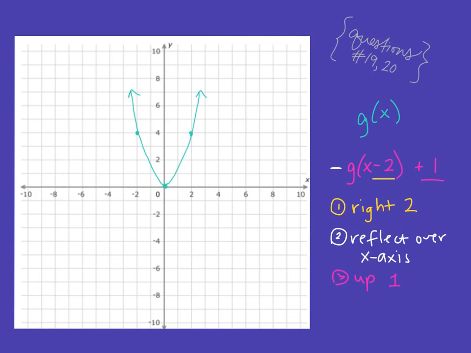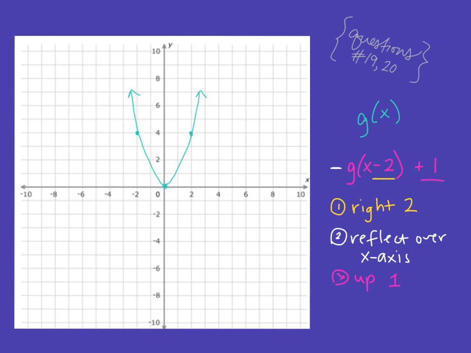All right, this next example, we're going to do the same thing. We have g of x, our original parabola, and then we want to transform it to get negative g of x minus 2 and then plus 1. So as we said in the previous example, we want to do the horizontal shifting first. Since it's x minus 2 in there, that means we're actually going to move to the right 2.